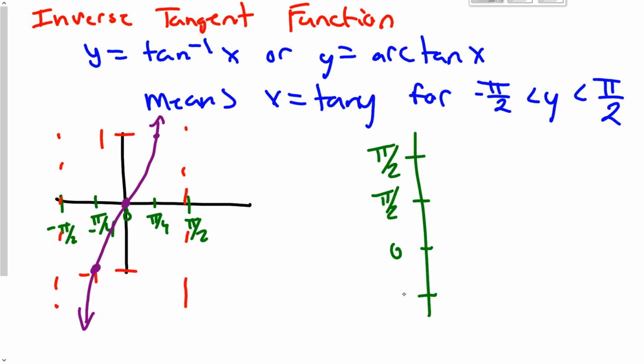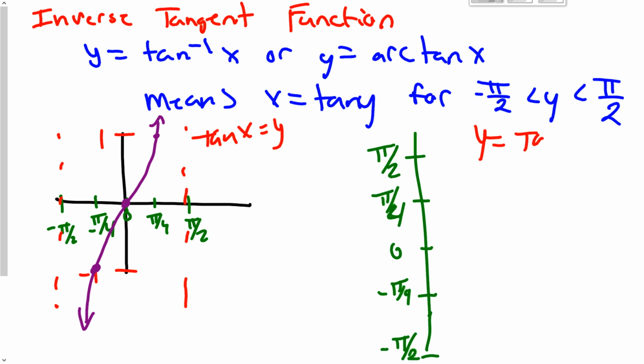0, and then this should be a quarter pi, and this is a negative quarter pi, and then down here would be a full negative half pi. Okay, and then our x is for the inverse. So this one's just y equals tan x, and this one is y equals inverse tangent of x. And so here, our x values are from our y values, -1 and 1.